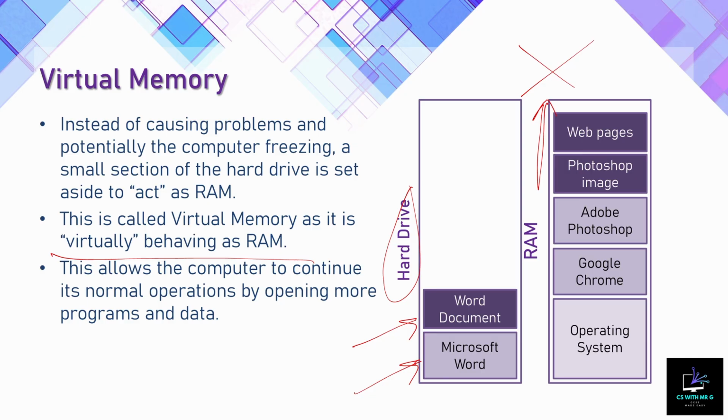So if the computer has a backup plan, and can use this temporarily just so we can continue working, this is an ideal solution to make sure data isn't lost and we can continue working as normal. So virtual memory is the hard drive acting as RAM so we can continue to work and store more programs and data in what we call primary storage.